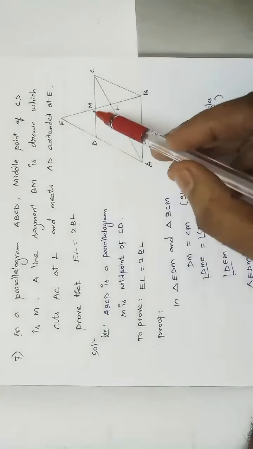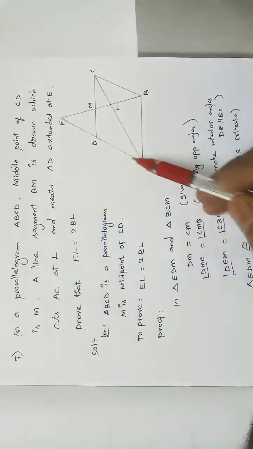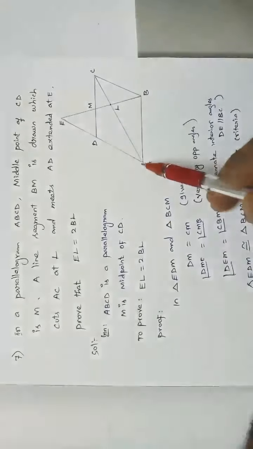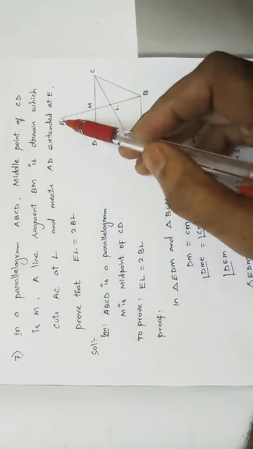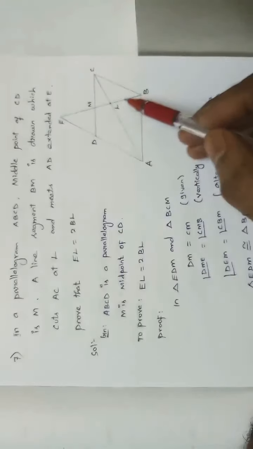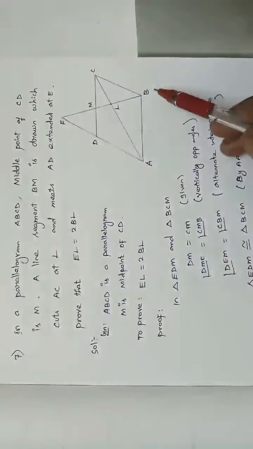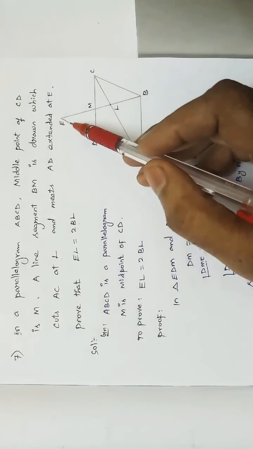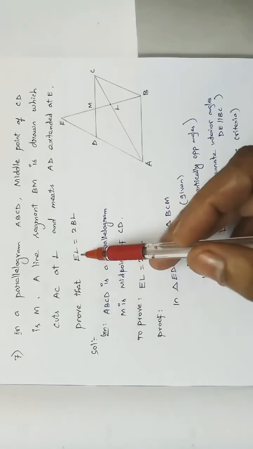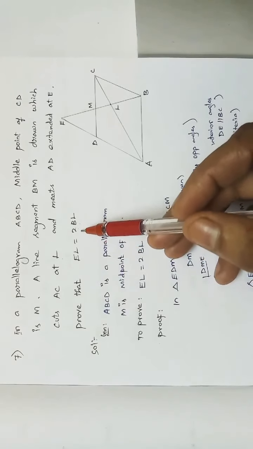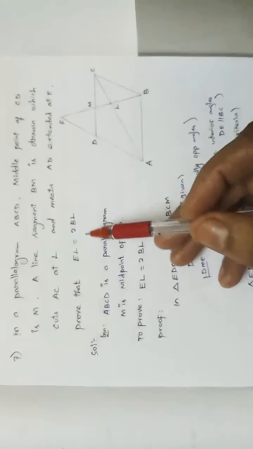At the point L, and meets AD extended at E. So AD we are just extending. At the point E, the line BM is meeting. Understood? So we want to prove that EL is equal to 2 times BL.